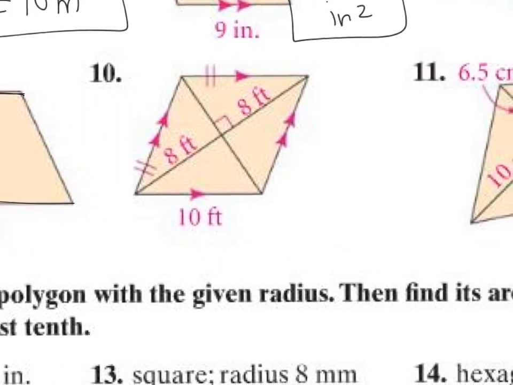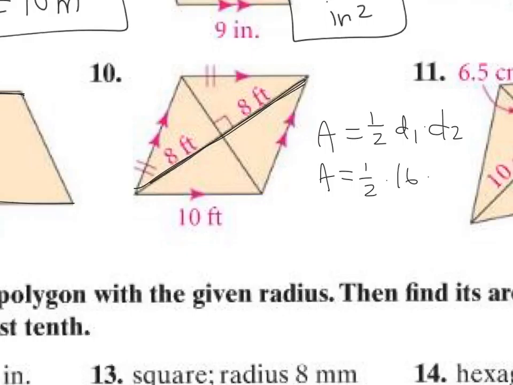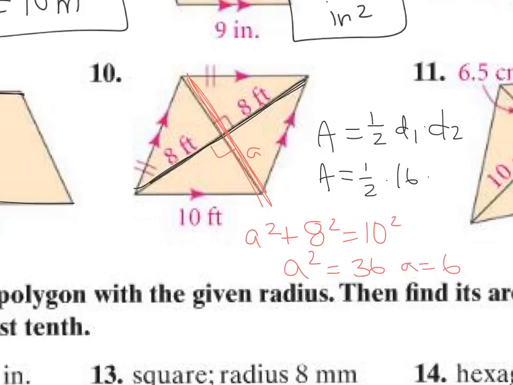Number 10 and 11, you're going to use the formula area equals 1/2 diagonal 1 times diagonal 2. So this diagonal is 16, so area equals 1/2 times 16. This diagonal, you're going to have to do the Pythagorean theorem. So it's going to be a squared plus 8 squared equals 10 squared. A squared equals 36. A equals 6. So this diagonal is going to be 12. So the answer for number 10 is area equals 96 feet squared.